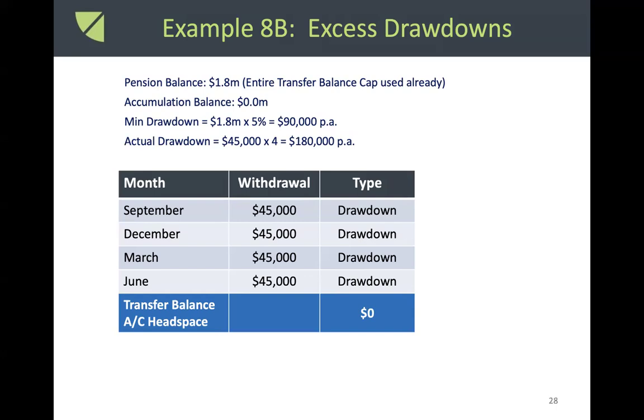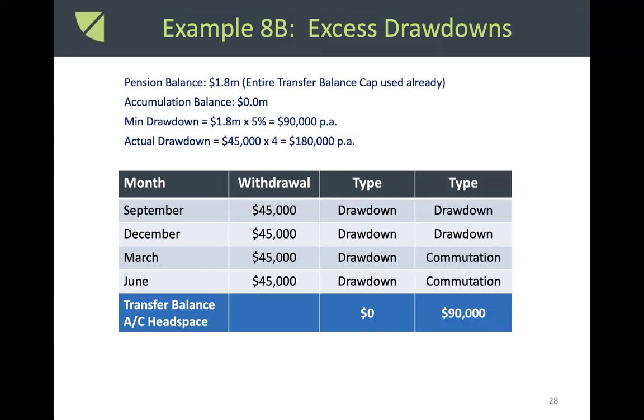What many accountants are doing is taking this as a pension drawdown. What you could be doing is taking the excess as a commutation. In other words, you commute the payment from pension back to accumulation, and then you take it out of accumulation. It's not improving your ECPI. Your ECPI is 100% anyway here because you've only got a pension balance. But what it is doing is giving you transfer balance headspace so that if you need some more transfer balance cap in the future, you will have some.